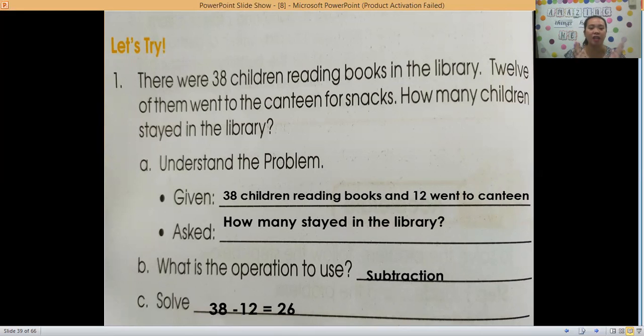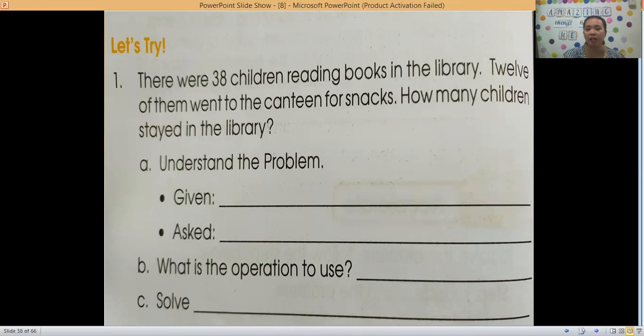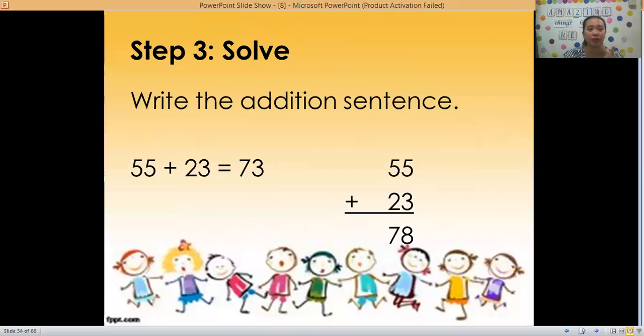So remember, in our problem solving, you're gonna identify what operation you're going to use. Okay po? Remember, if they are asking how many in all together, addition. How many left? Subtraction. Okay po? So for our exam, you're gonna use this kind of number sentence like this, so I can see yung pag-solve nyo.